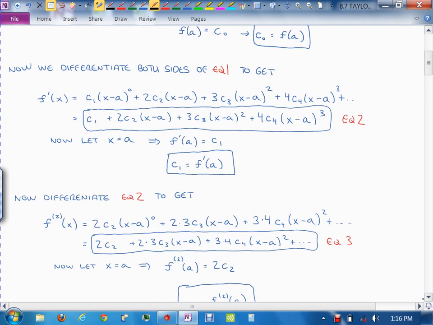What's the next one going to be right here? 6, which I'm going to write as 2 times 3. Now, I understand 2 times 3 is 6, but just follow this. 2 times 3, c sub 3, x minus a to the first power. Then this next one becomes what? 3 times 4, c sub 4, x minus a squared. And that pattern keeps going. Again, plug in a. What's the second derivative with a plugged in? Everything gets killed off except 2c sub 2.